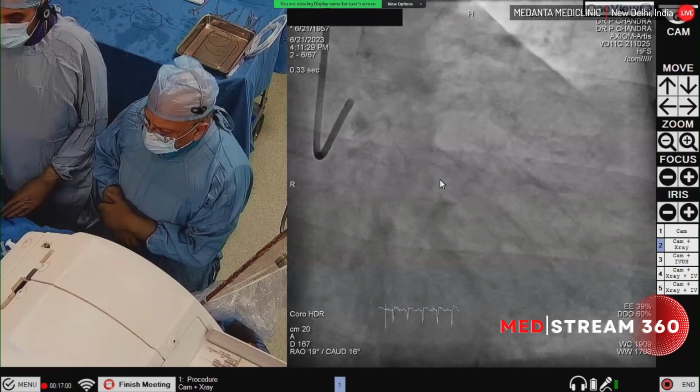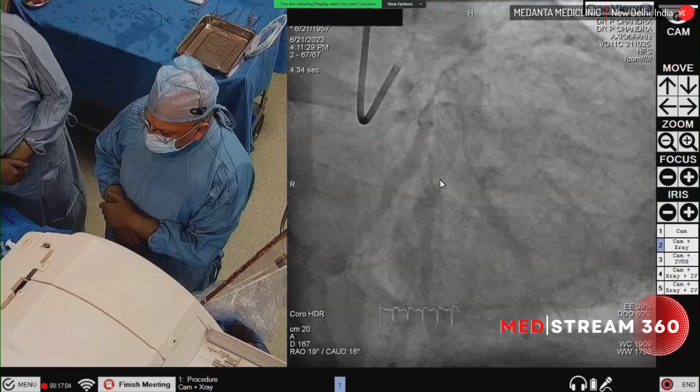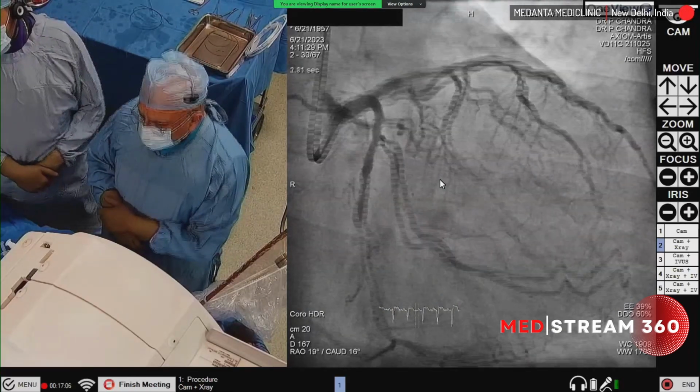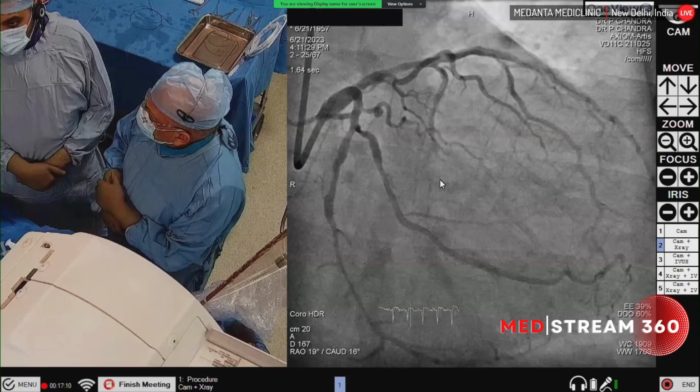Dr. Abhinav is going to be in this case today to take it forward. This is a very interesting situation, and he's going to tell you about the clinical history of this patient.